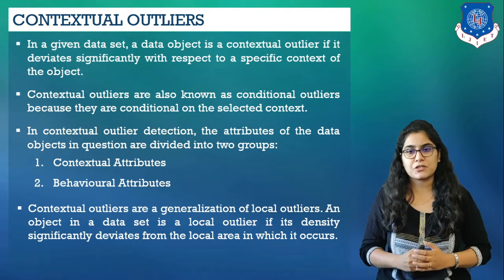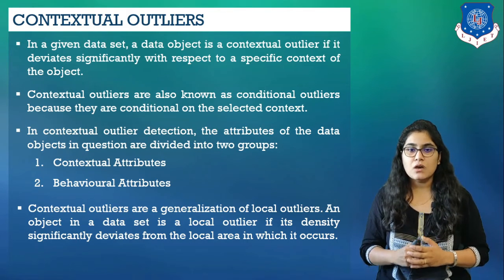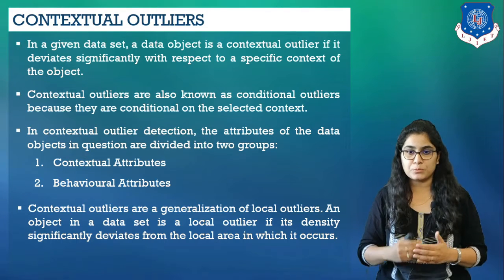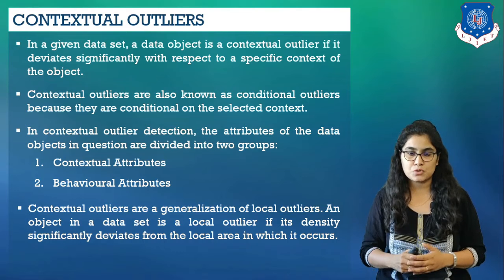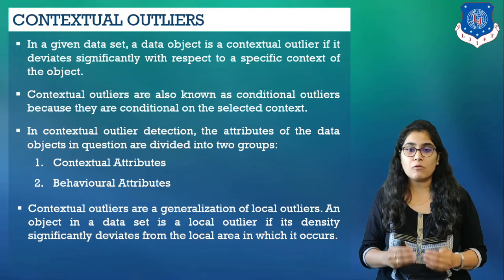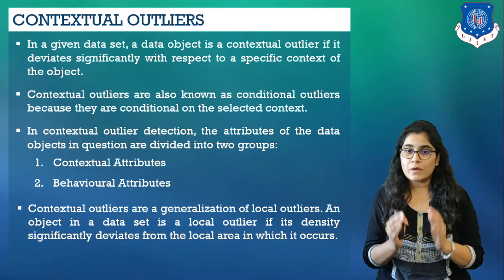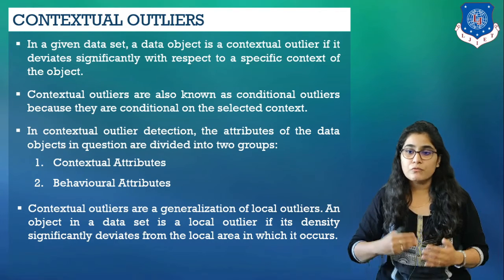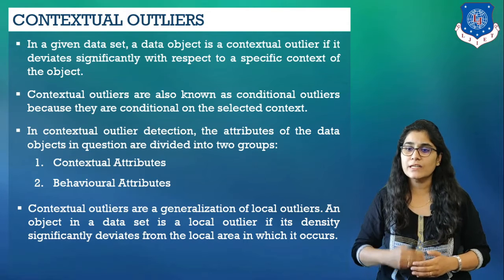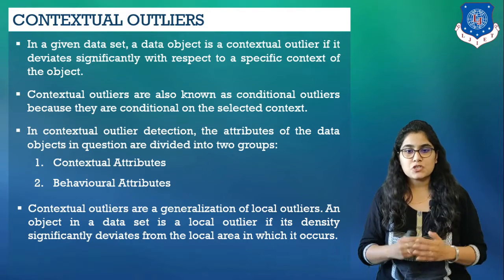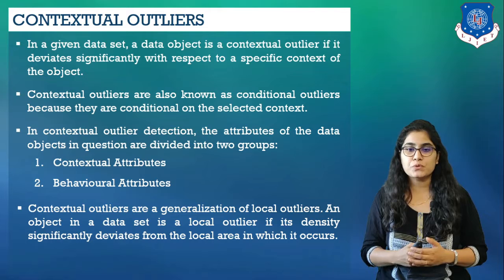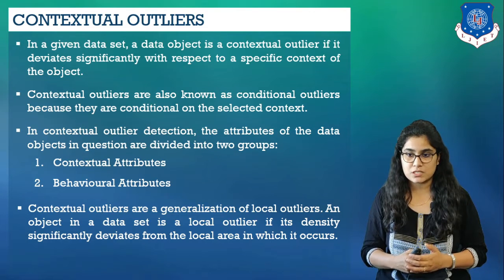In the temperature example, the behavioral attributes may be the temperature, humidity and pressure. Unlike global outlier detection, in contextual outlier detection, whether a data object is an outlier depends not only on the behavioral attributes but also on the contextual attributes. A configuration of behavioral attribute values may be considered an outlier in one context, that is, 28 Celsius is an outlier for winter, but not an outlier in another context, that is, 28 Celsius is not an outlier for summer. Contextual outliers are a generalization of local outliers, a notion introduced in density-based outlier analysis approaches.